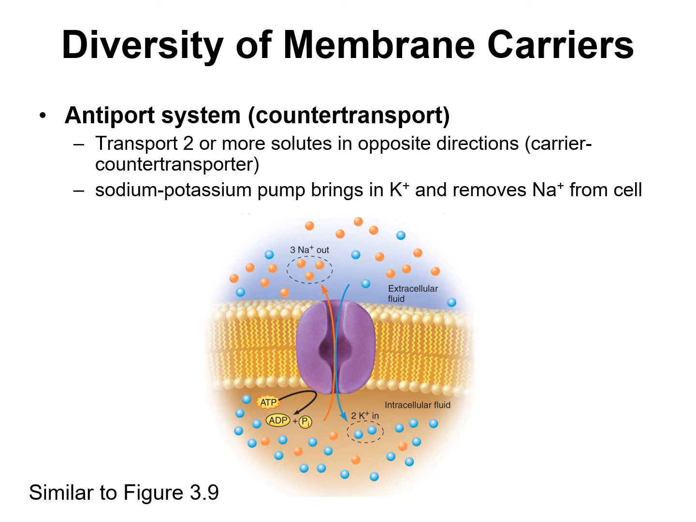So an antiport system moves two or more solutes in the opposite direction. This is sometimes referred to as countertransport, by the way. And this is illustrated again by the sodium-potassium pump. It's moving sodium in one direction and potassium in the opposite direction. Antiport system or countertransport. And again, we refer to the carrier protein itself as an antiporter.